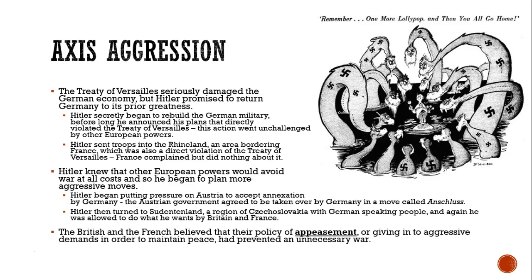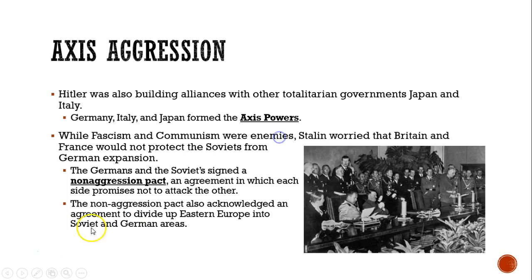The British and the French believed that their policy of not doing anything, or appeasement, in order to maintain peace, had prevented unnecessary war with Germany. Up in the top right-hand corner is a very popular political cartoon by Dr. Seuss, actually. It says, "Remember, one more lollipop and then you all go home." The sea monster represents Hitler and the German aggression, while the lollipops represent all of the different actions of appeasement that the European powers took in order to avoid war with Germany.